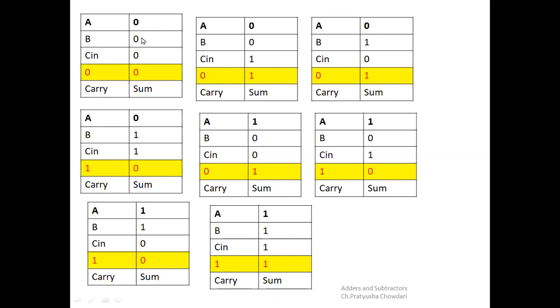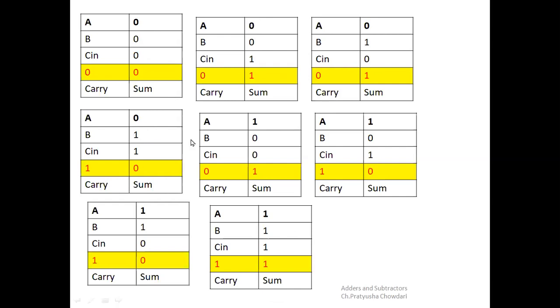First case, A is 0, B is 0 and C is also 0. 0, 0, 0 case, sum is 0, carry is equal to 0. And second case, 0, 0, 1. So it is very clear that sum is equal to 1 and carry is equal to 0. You have to remember a very small thing over here. If you have the number of ones as 1, then sum is equal to 1 and carry is equal to 0. And try to recollect half adder, where you have two ones for the last case, 1, 1. When you have two ones, sum is equal to 0 and carry is equal to 1.